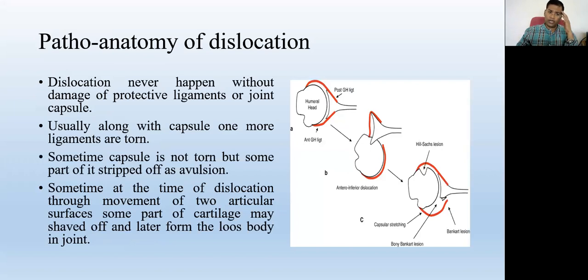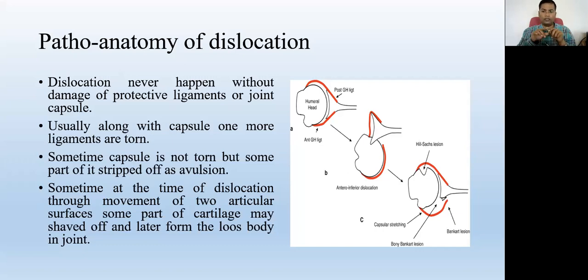So here is some of the anatomy of this dislocation disease, or the subluxations. We already discussed that dislocations never happen without damage to the protective ligament or joint capsule. There is always some weakening or damage of the joint capsule before the dislocation happens. That may be due to severe trauma, or due to an underlying disease, infection or malignancy. Usually along with the capsule, one or more ligaments are torn, because only a torn joint capsule may not be sufficient for the dislocation.